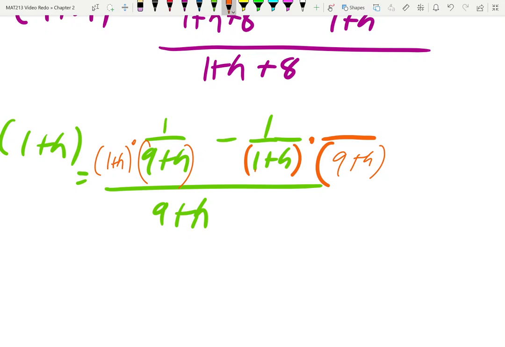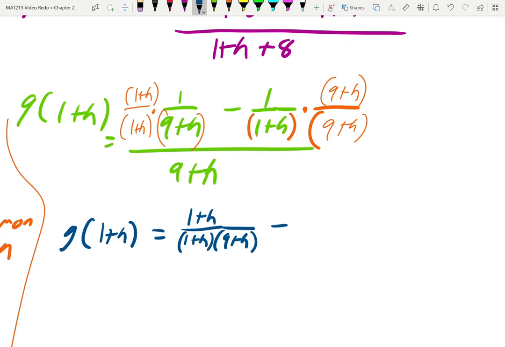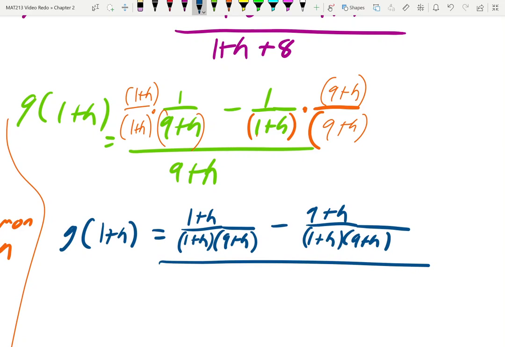I can't just do 1 plus h and 9 plus h in the denominators. I have to balance it. I have to do that same thing in the numerator, right? Because now I just really multiplied by 1. 9 plus h divided by 9 plus h is 1. 1 plus h divided by 1 plus h is 1. So working forward now, I can look at this as g of 1 plus h equals 1 plus h over 1 plus h times 9 plus h, minus 9 plus h over 1 plus h times 9 plus h. And the kind of cool thing is, all over 9 plus h.